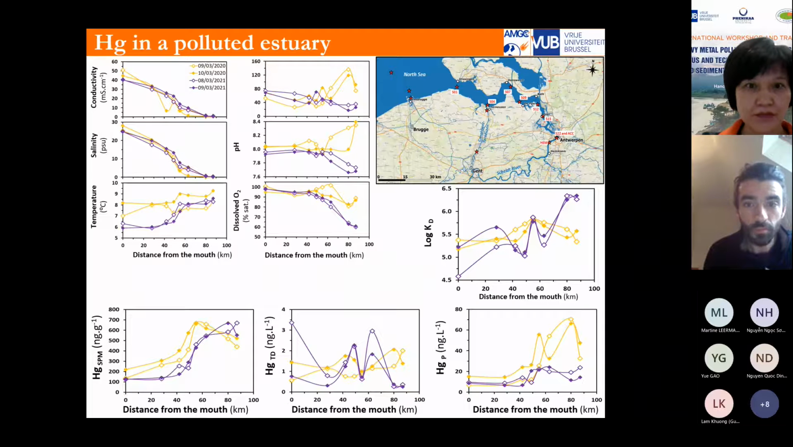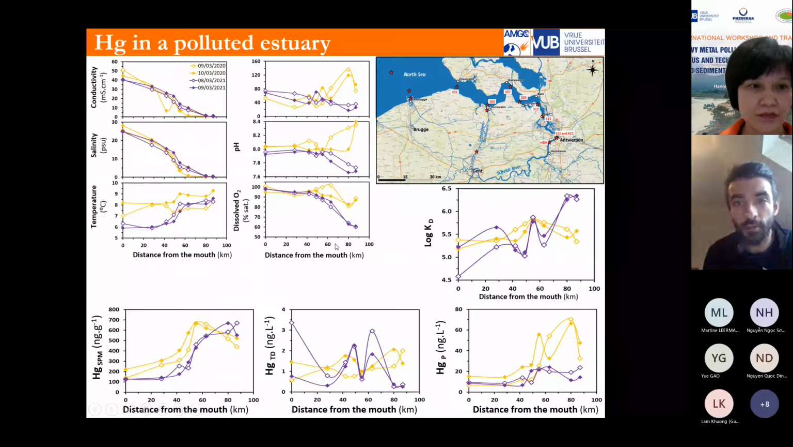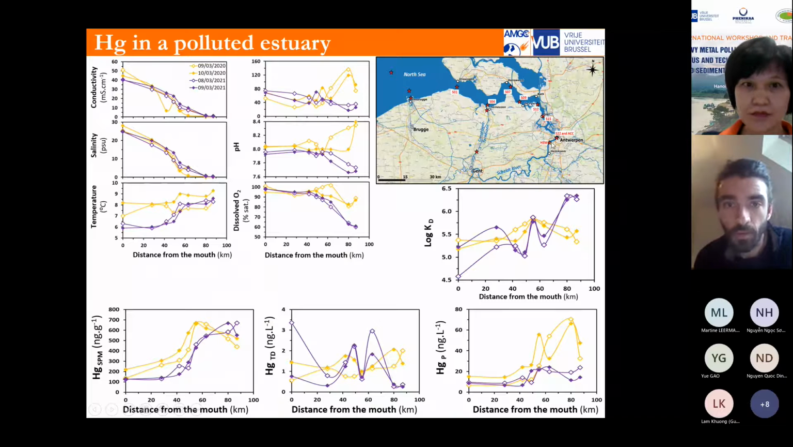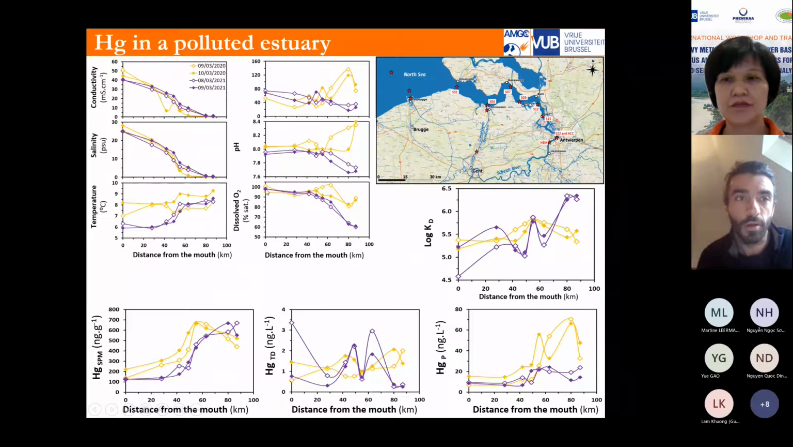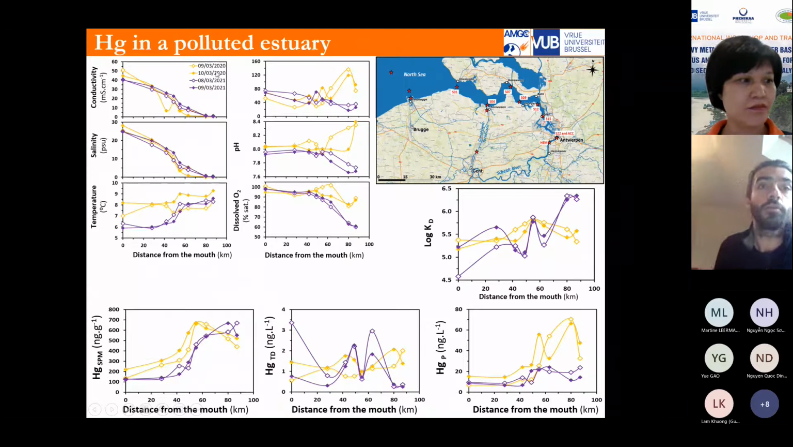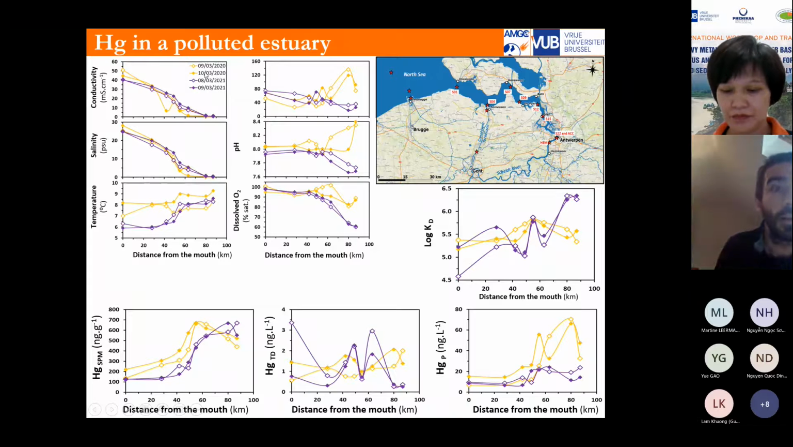So all these profiles are from the distance from the mouth. So basically 1 point is 1 station, right? So HEM will be this one, the furthest from the mouth, and SO1 will be here. So here you have the 4 sampling dates, 2 in 2020, 2 in 2021. They were all at the same period in March.